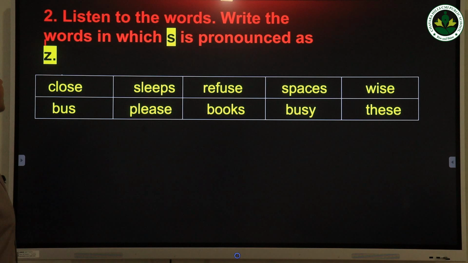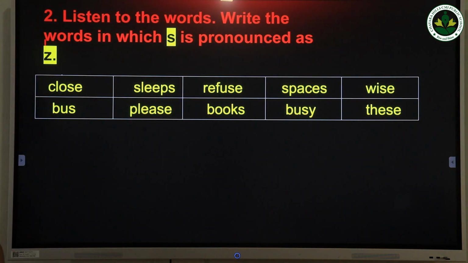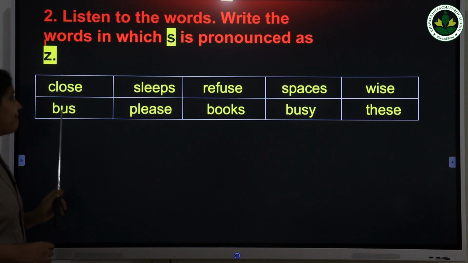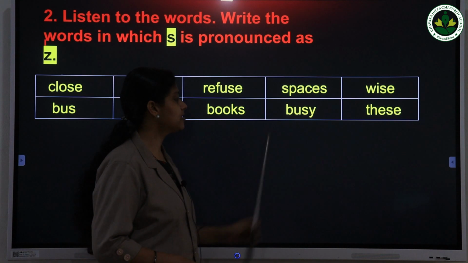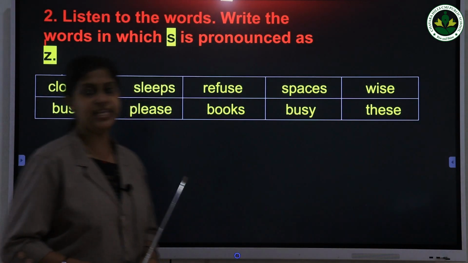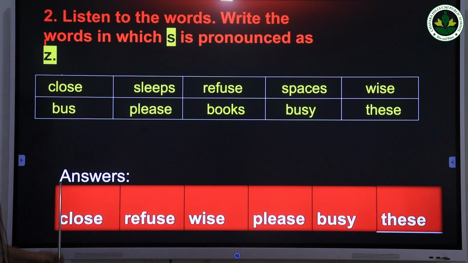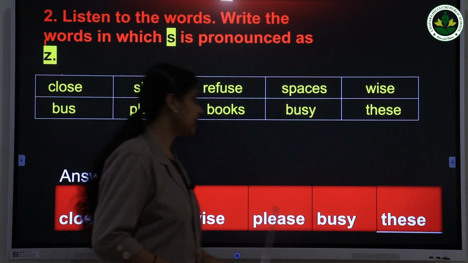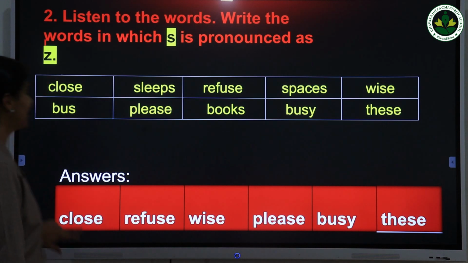Next activity: listen to the words and write the words in which S is pronounced as Z. The words are clause, best, sleeps, please, reviews, books, spaces, busy, wise, these. Let's check the answer. Clause, reviews, wise, bliss, busy, these. These are the words in which S is pronounced as Z.